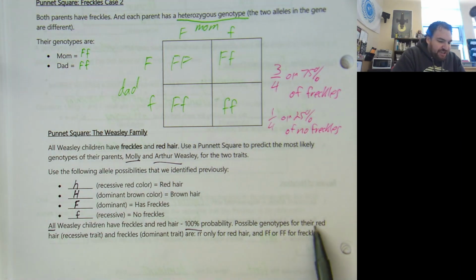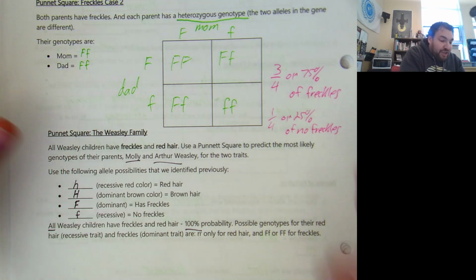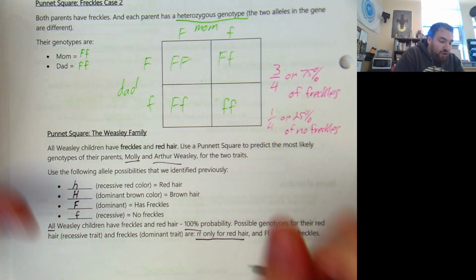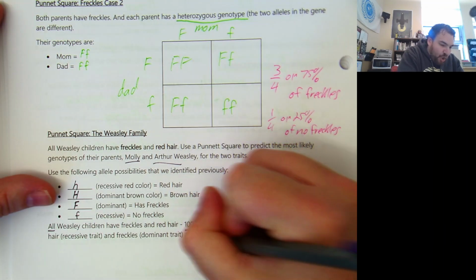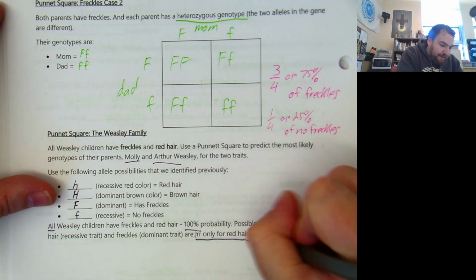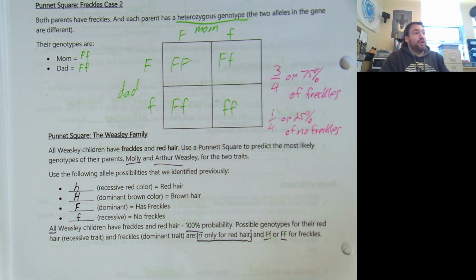So, possible genotypes for their red hair, recessive, and freckles, dominant trait: the only way they could have red hair is hh, lowercase, and for freckles, capital F lowercase f, or big F big F. So this is the only possible case for red hair, but for freckles, there's two possible cases. And so we're going to look at all these cases.